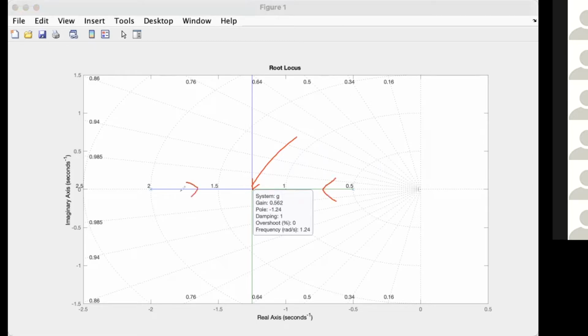Okay. So kalau kita lihat sini. Root locus start from poles and then ended at infinity. Okay. And the breakaway point dia adalah minus 1.24. Okay.